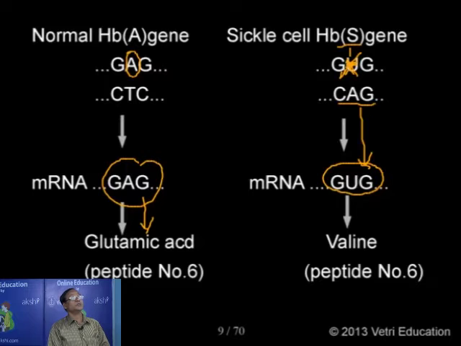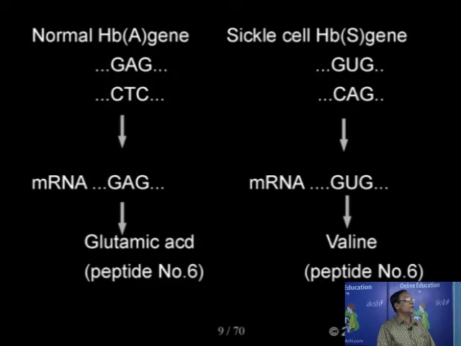So in the case of sickle cell, we don't have U in the DNA molecule, we have only T. So this is GTG, not GUG. So we have to make a change. Okay, that is the main cause for the development of the disorder sickle cell anemia.